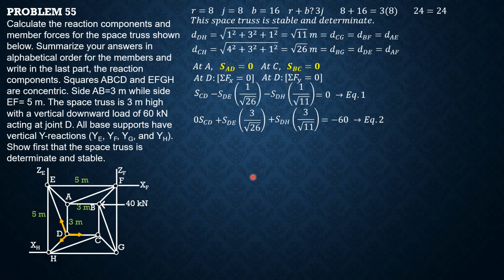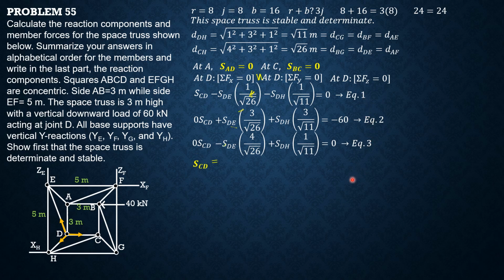So equation 2. Then finally, summation of forces along Z at D equals 0. So forward is positive. Again, CD has no component, so 0 as CD. Then minus SDE times 4, the Z component of distance is 4 over square root of 26. Then plus SDH forward times 1 over square root of 11 equals 0. So equation 3.